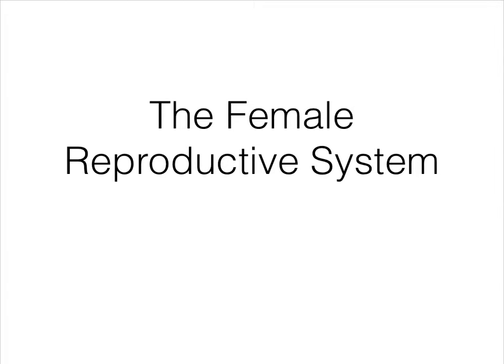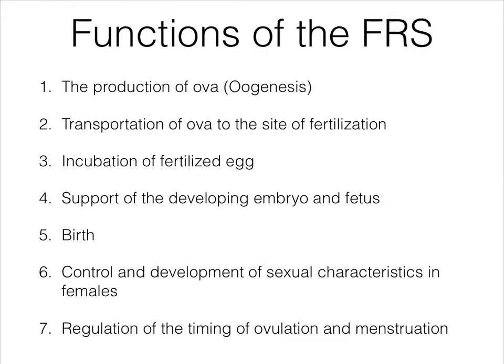For this week, our topic will be the female reproductive system. Now, the functions of the female reproductive system are a bit more complicated than the male reproductive system for a few reasons. First off, the female reproductive system doesn't just have to deal with the processes of gametogenesis and sex and fertilization. It also has to deal with the entire process of gestation, of generating a new human being.